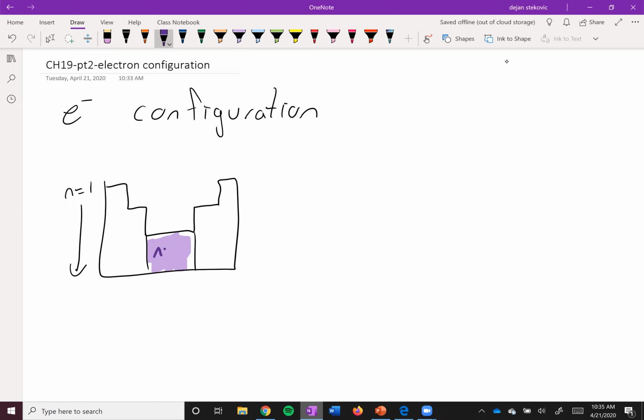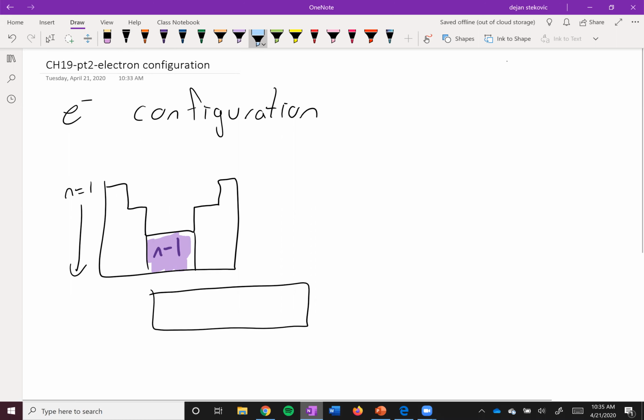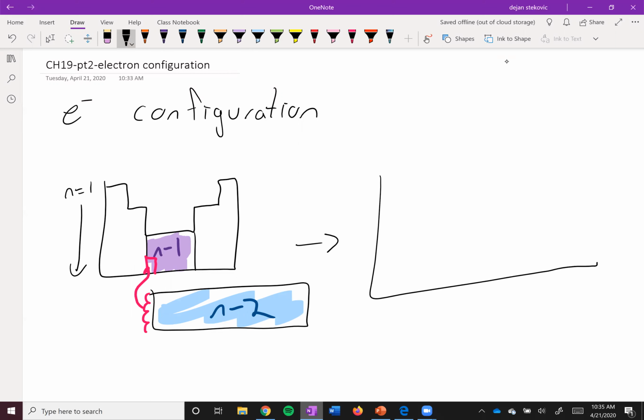Here we count n minus 1. And then our inner transition metals are n minus 2. And then also don't forget that these transition metals actually get inserted right into here. So the real periodic table actually looks something like this, where our transition metals are over here, and then our inner transition metals are over here.